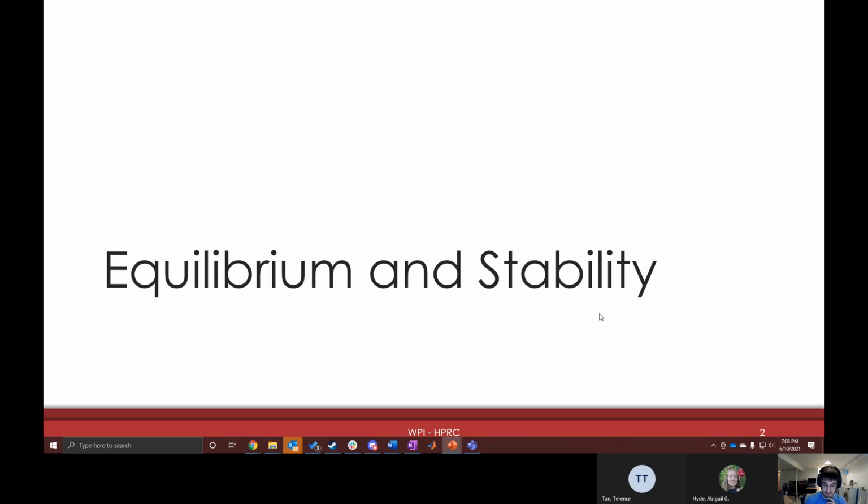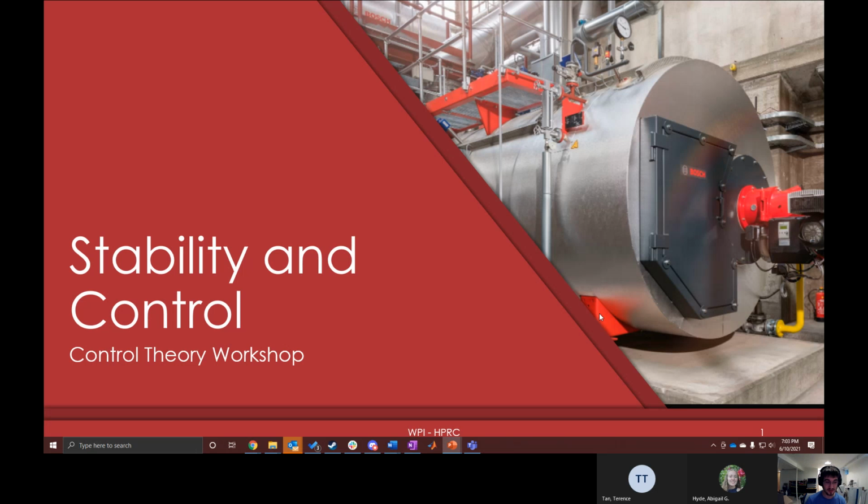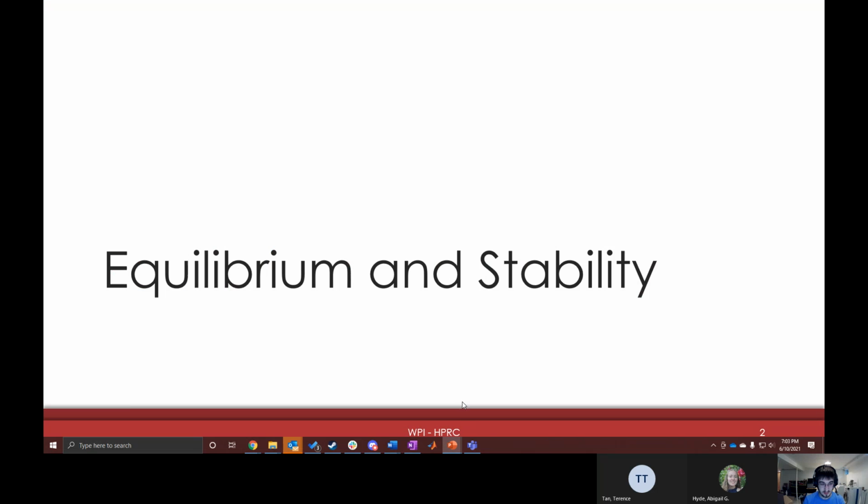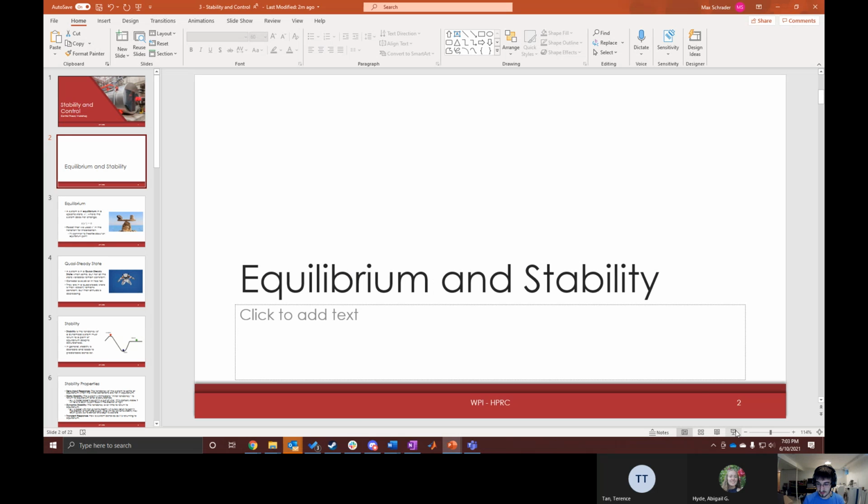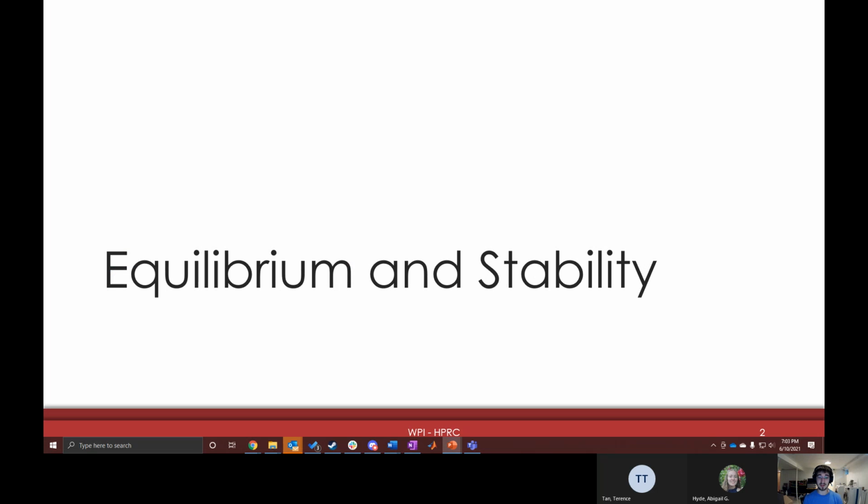We gotta get going. So, welcome to this, our third, I believe, workshop on control theory. And today we're going to get into stability and control. So, starting off with equilibrium and stability.